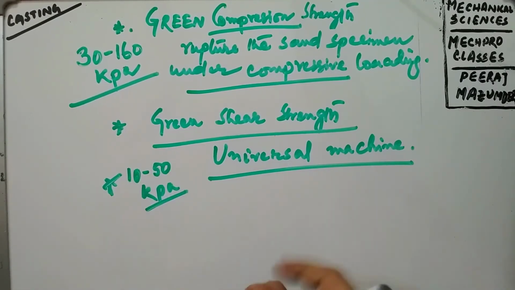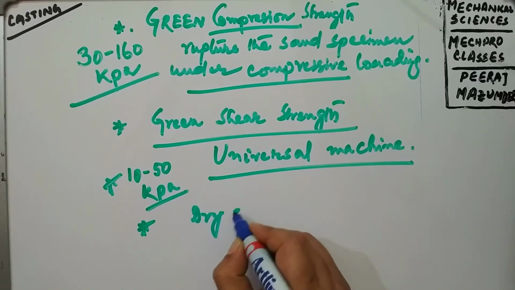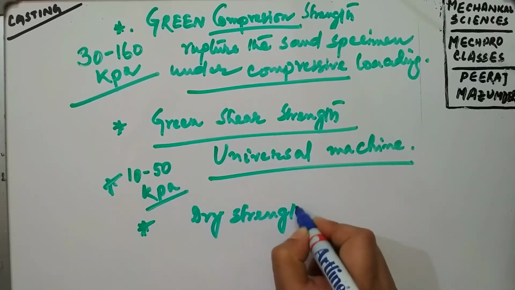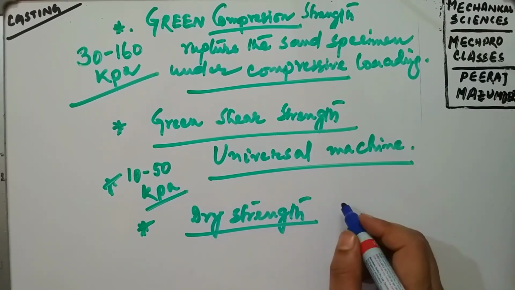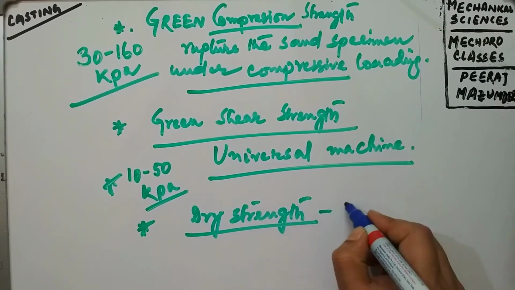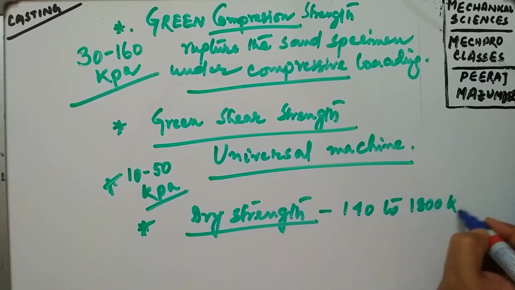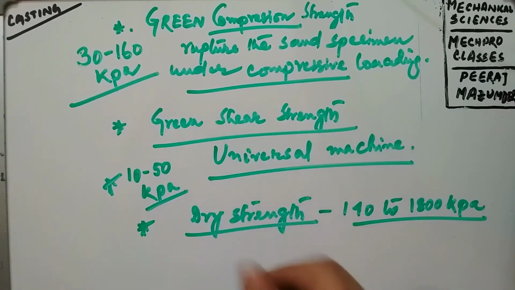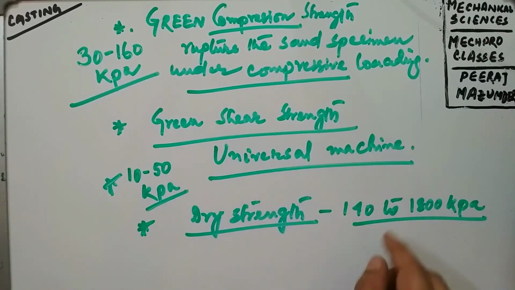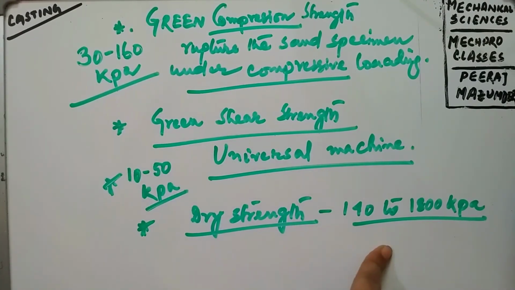Okay, now you must also take a note of the dry strength that I told you about previously. Take a note of the range of the dry strength of a good molding sand. It is around 140 to 1800 kPa. Okay, so these three things are very important. I forgot to mention earlier, so I have shared them now with you. The ranges are very important, so you must keep in mind that for the dry strength it is 140 to 1800 kPa.